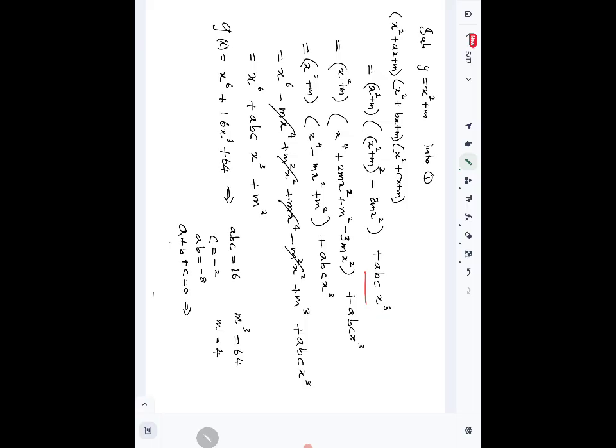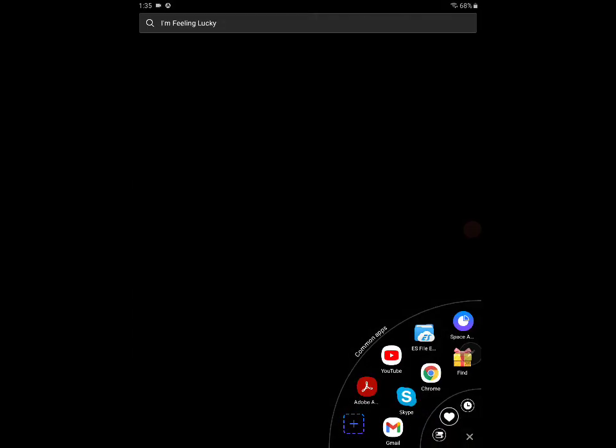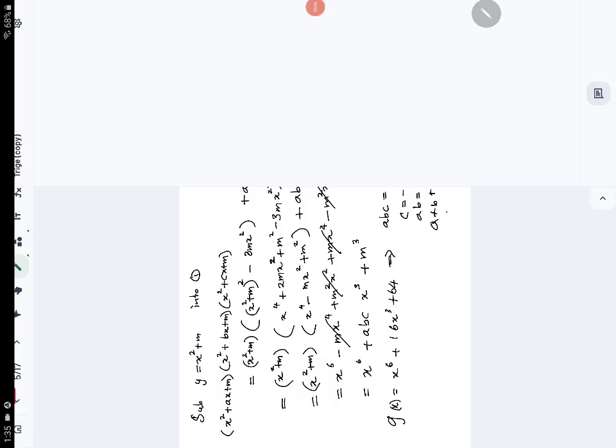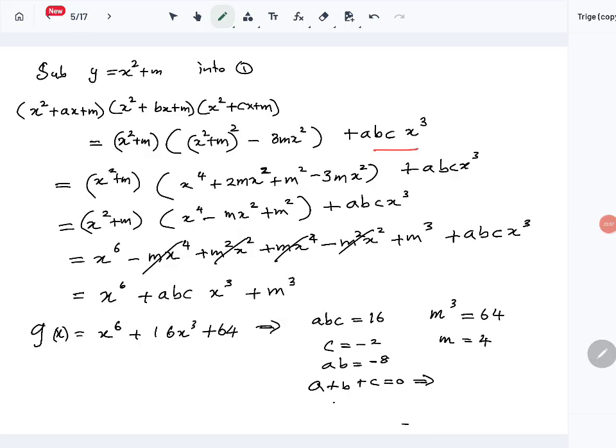That gives you, we know C is minus 2. So A plus B has to be what? A plus B has to be 2, right? So we'll use that. A plus B plus C is 0. That means A plus B is equal to 2. Right.